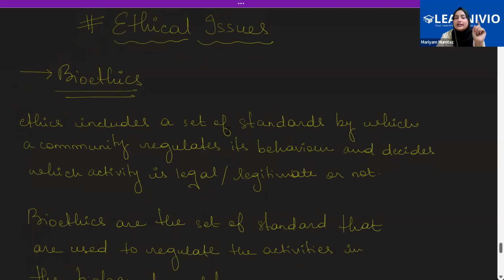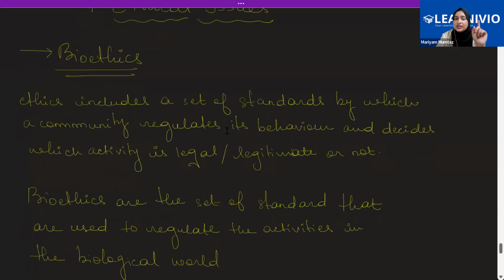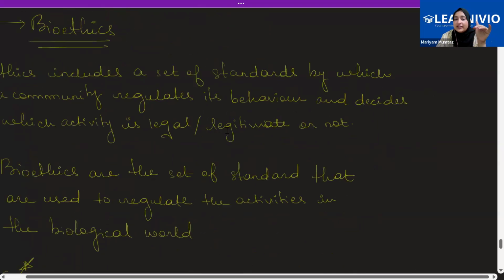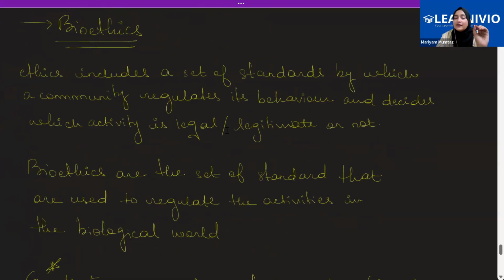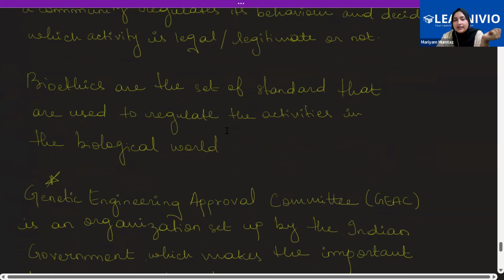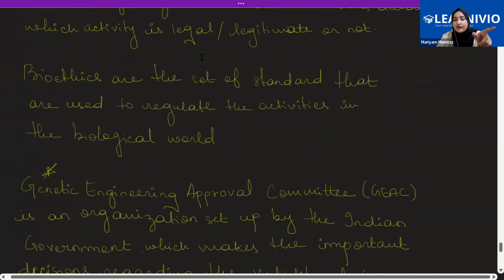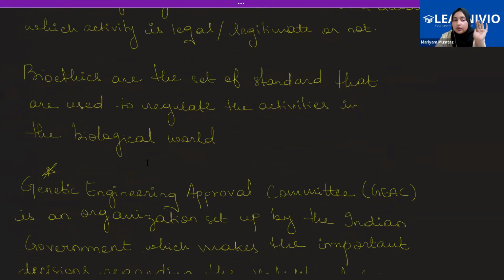What is ethics? It is a set of standards by which a community regulates its behavior and decides whether something is legal or illegal, legitimate or illegitimate. Bioethics is a set of standards that regulate the activities in the biological world. Obviously, if you're using animals, then you have to follow certain rules. You do not have to be cruel.